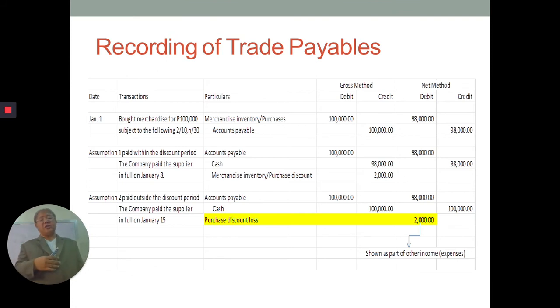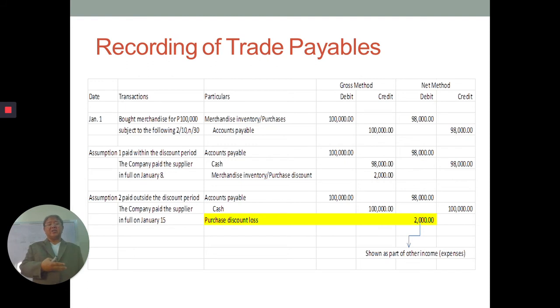Now under the net method, as the term implies, net, it means that at the initial recognition, you don't recognize the discount anymore. So you record the merchandise and the accounts payable or the liability net of the related discount. So how much will be recorded? That will be debit your merchandise inventory and or purchases, depending on the inventory method that you're using, for 98,000 and credit your accounts payable for 98,000.